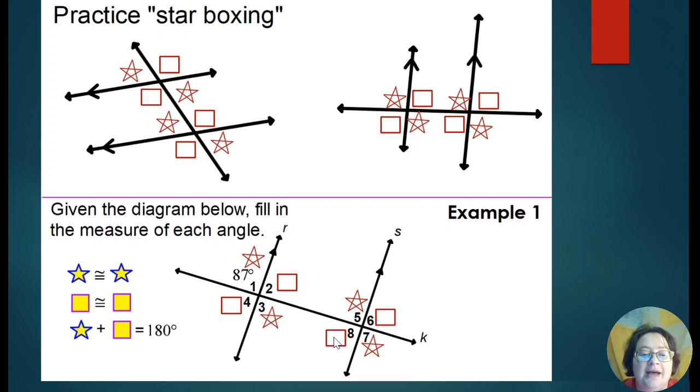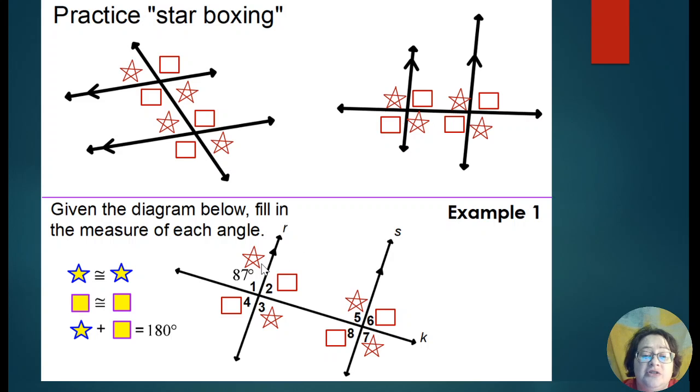And that helps us decide which ones are the same, which ones are supplementary. So here we have 3 equations. We have star is congruent to star, or star equals star. Box is congruent to box. So our measures of our angles that are boxes will be equal to all the other boxes. And then if I add a star and a box together, it equals 180, which remember that means supplementary. So I can take any 2 angles here and, if I have one measure, I can figure out what the rest are.